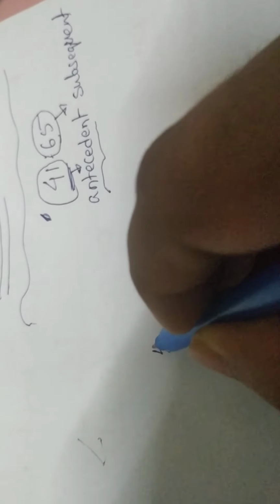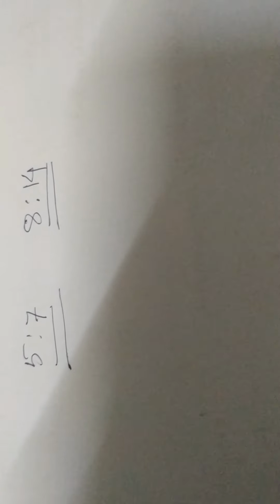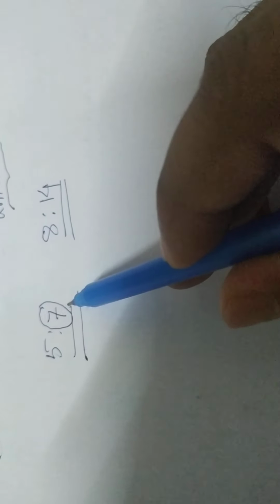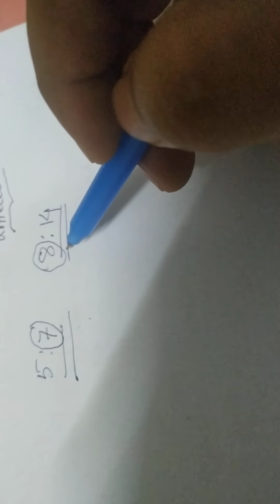Okay, now we have seen an example of successive ratio. Now if I have two different ratios, let's say 5 is to 7. Okay, this is one ratio, and another ratio, let's say 8 is to 14. This is another ratio. So my question is, I need to express these two ratios as successive ratio. How can we express them? We need to first of all do one thing. This is the subsequent of the first ratio and this is the antecedent of the second ratio.